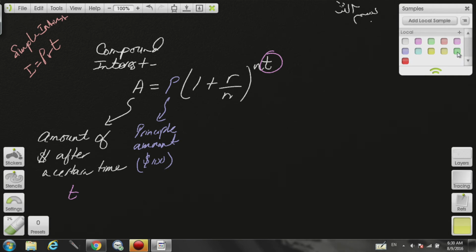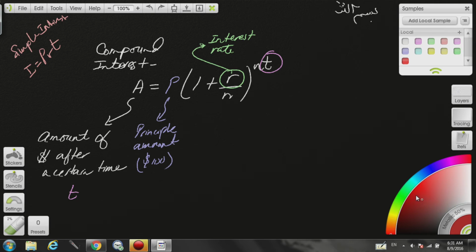And r here is the interest rate. For example, I just made that up, 12% for example, or 6%, or 6.75%, whatever. So that's the interest rate. And the very important thing here is n.